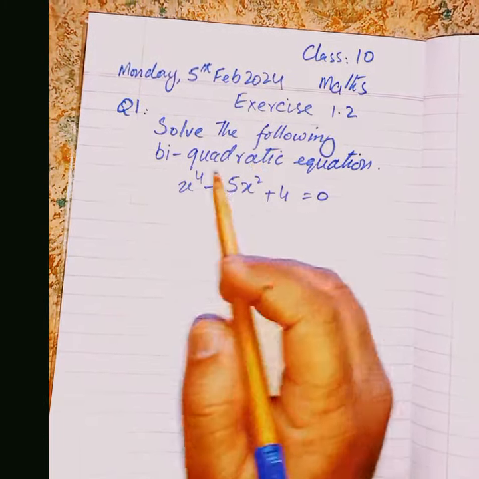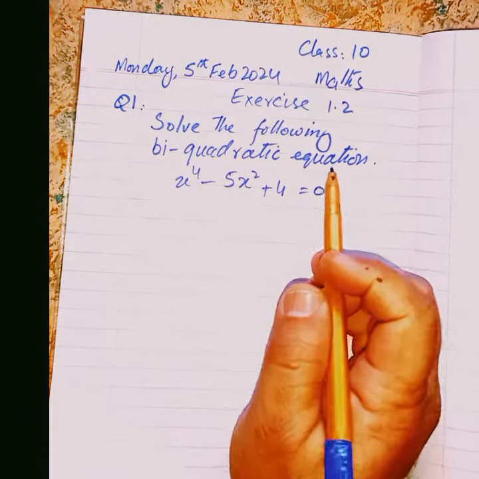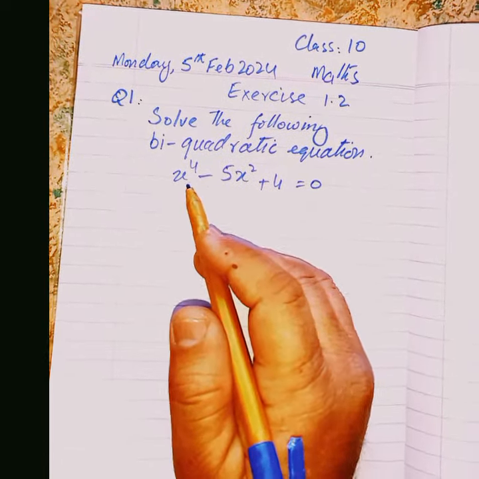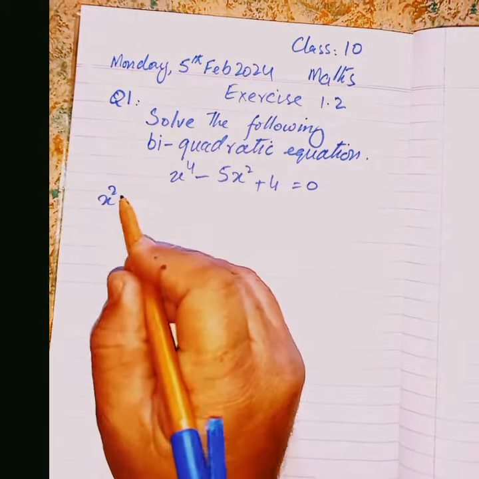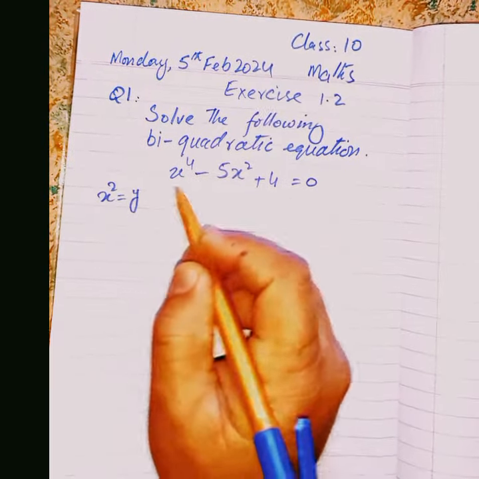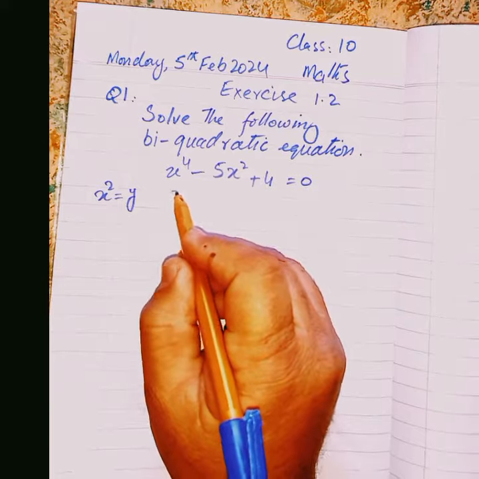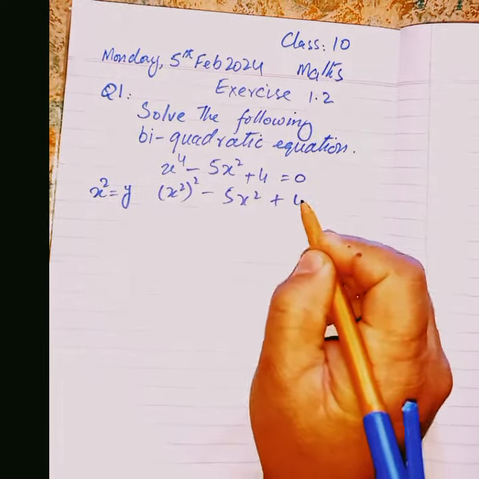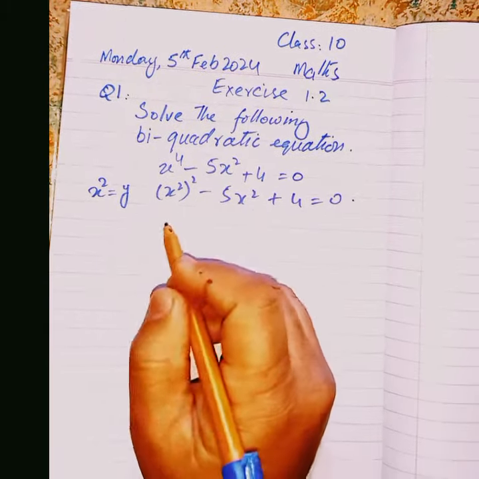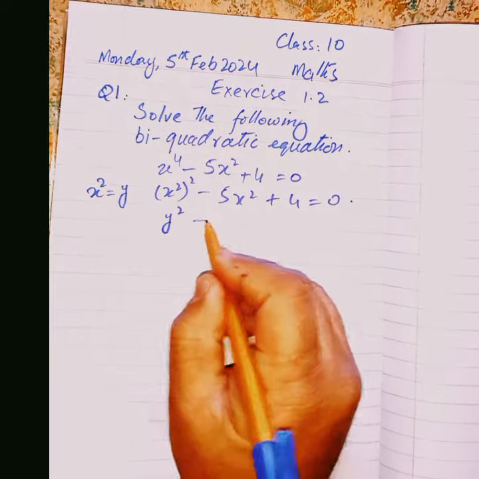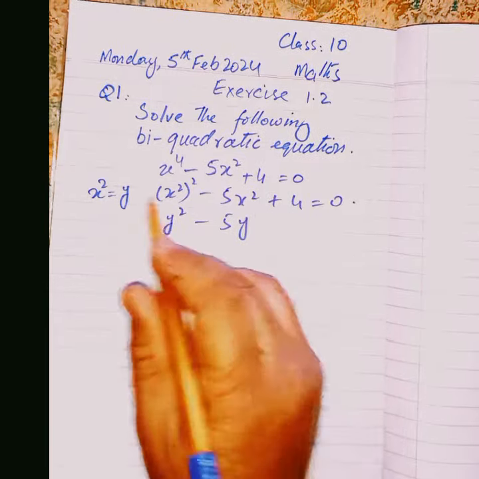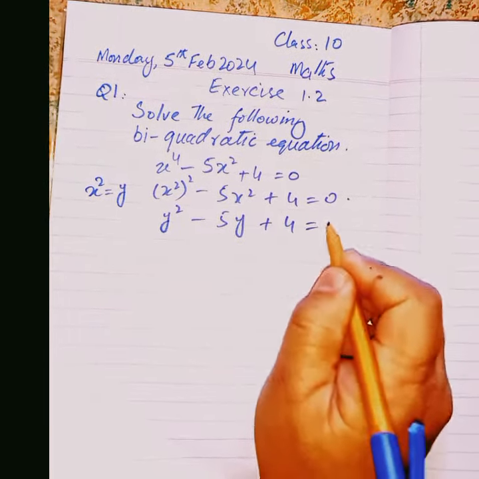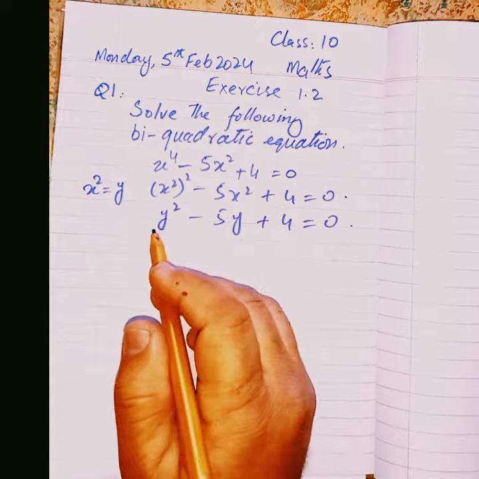Today we are going to learn about the biquadratic equation. How do we solve it? First we have to suppose this x square as equal to y. Now inserting the value, because it's x to the power 4 minus 5x square plus 4 equal to 0. Inserting this value, it's y square minus 5y, here also we will insert its value. Now it's a quadratic equation.